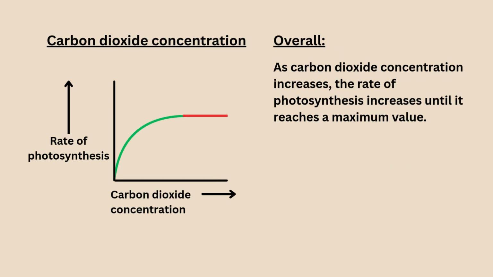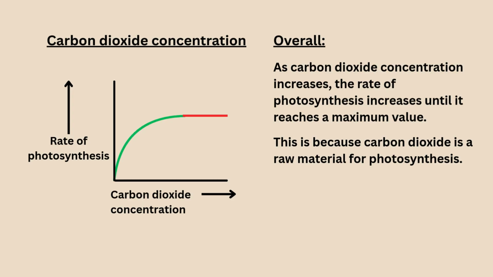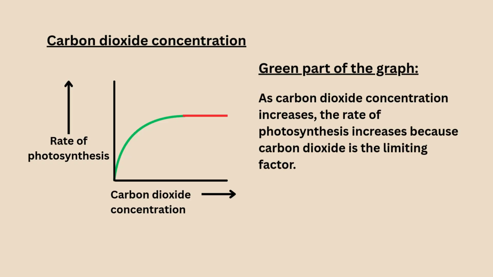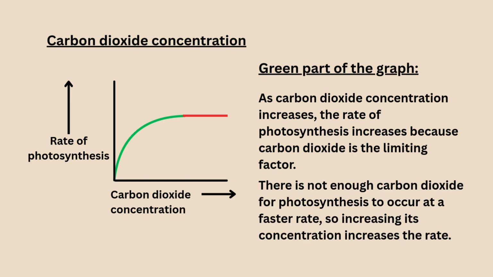For carbon dioxide concentration overall, as the carbon dioxide concentration increases, the rate of photosynthesis increases until it reaches a maximum value. This is because carbon dioxide is a raw material for photosynthesis, and increasing the carbon dioxide concentration increases the frequency of successful collisions, so the rate of photosynthesis increases. In the green part of the graph, as carbon dioxide concentration increases, the rate of photosynthesis increases, because carbon dioxide is a limiting factor. There is not enough carbon dioxide for photosynthesis to occur at a faster rate, so increasing its concentration will increase the rate.